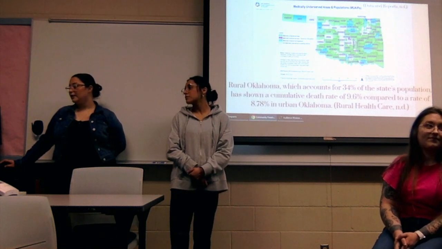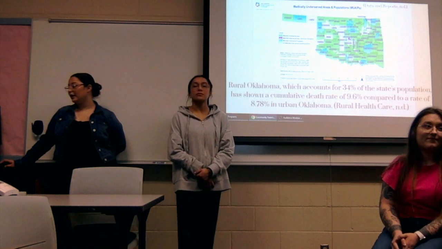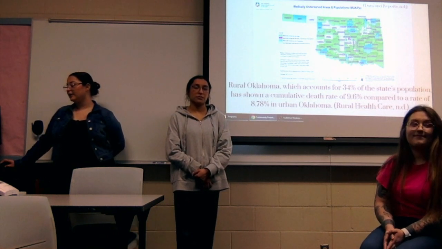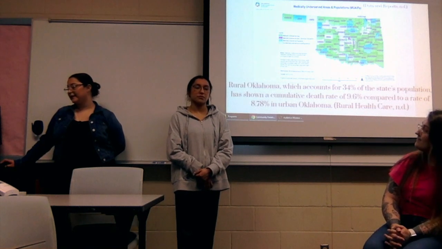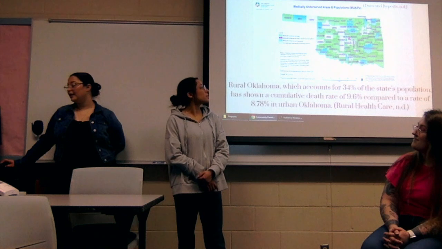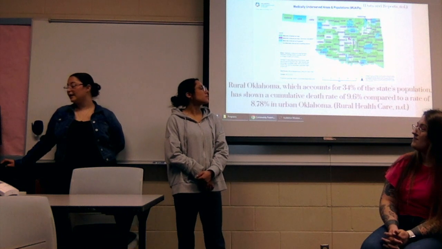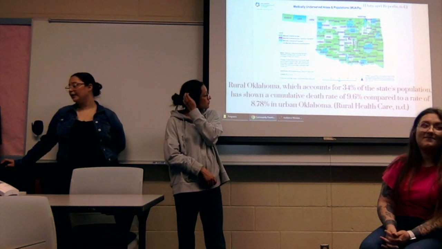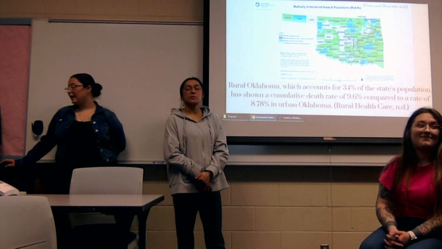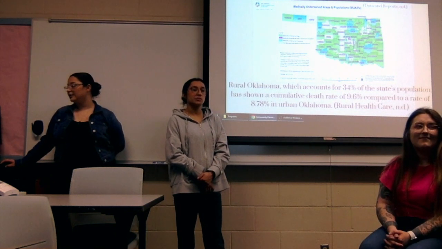For instance, rural communities tend to have fewer healthcare resources, less access to specialty care, and a higher prevalence of chronic diseases like diabetes. In Oklahoma, rural residents are more likely to be uninsured or underinsured compared to urban counterparts. In fact, over 20% of the rural residents in Oklahoma lack healthcare insurance, which can make it difficult for them to access necessary medical attention.